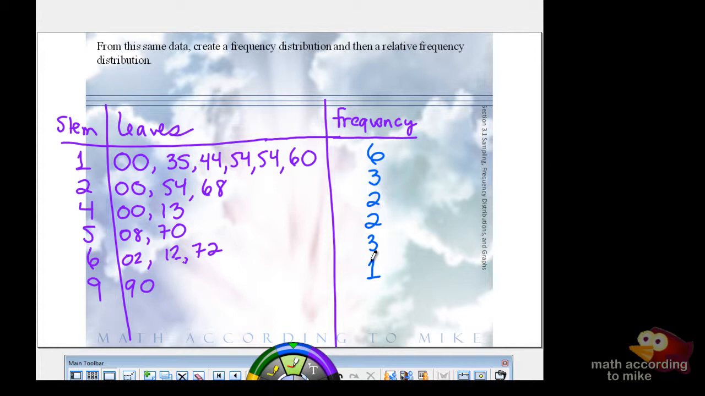If we added the frequencies, this should equal the total number of data elements that we've collected. What is 6 plus 3 plus 2 plus 2 plus 3 plus 1? 1, 2, 3, 4, 5, 8. Yep, that's good. So there are 17 data items.